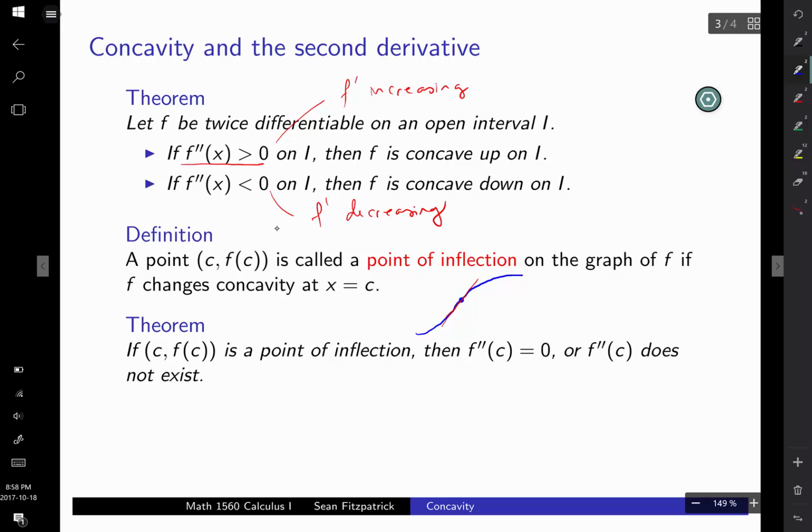Or maybe you switch from concave down to concave up, and again you have some point where that switches from being concave down to concave up. So these are what points of inflection look like. Sometimes you'll hear these referred to as points of diminishing returns.